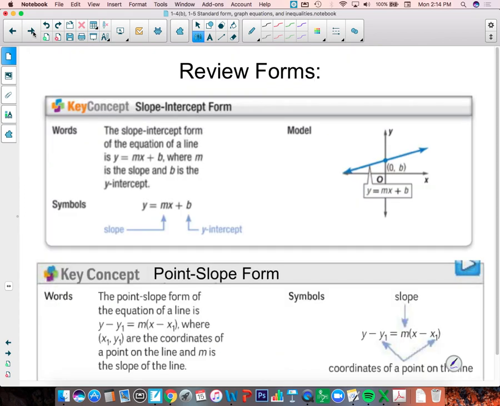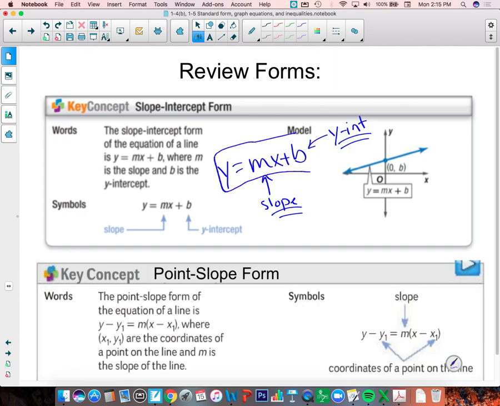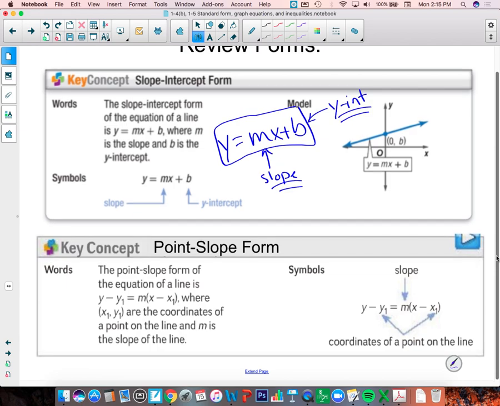All right, so yesterday we covered slope-intercept form. That's y equals mx plus b. Remember, m is slope, b is y-intercept. You shouldn't have to write these down because you should have them down already, so you can reference these in the next example. So look at your notes from yesterday.